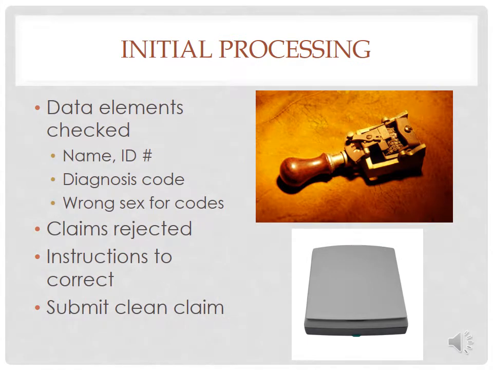So the initial processing portion of claims adjudication is done either by data entry or by a scanning system. And so the initial processing just checks for basic patient and medical practice demographic information and checks to be sure that no basic pertinent information is missing, such as that the name and ID number are correct. Is there a diagnosis code that might be missing? Maybe we have the wrong sex codes for the patient.